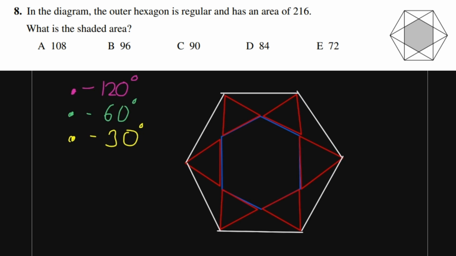Hi guys, see if you can do this geometry puzzle. First I'll label what we know. Regular hexagons have angles of 120 degrees. So does this big hexagon.